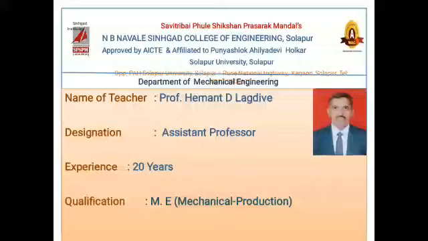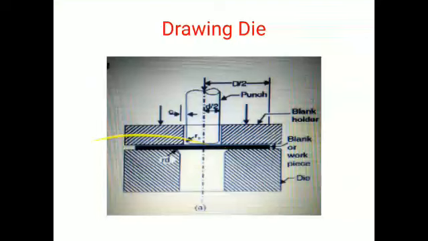Today we will continue with Drawing Die Design Part 2, that is numerical on drawing die. Let us talk about which are the various terms used in drawing die. Most important one is diameter of punch, which is shown by small d.